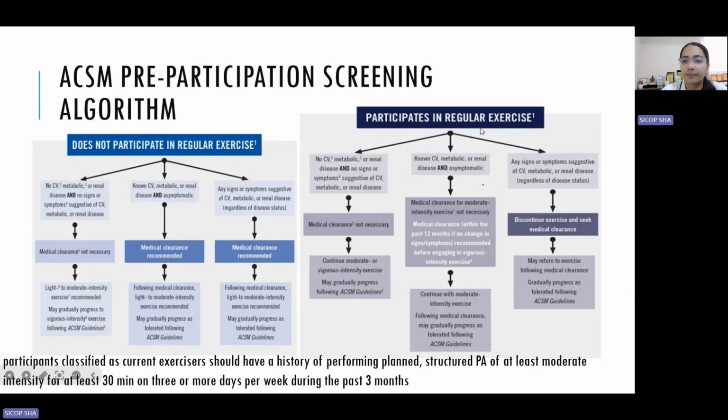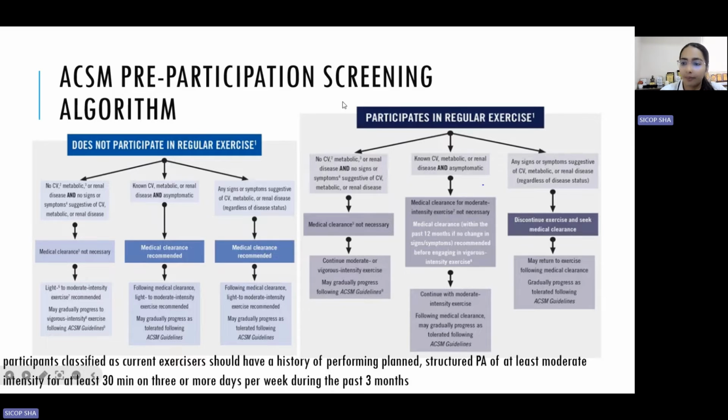Next come our participants in regular exercise. These are the people who are engaging in regular exercise on at least three days, like the definition that we saw. The first category is no cardiovascular, metabolic disease or any signs of the above diseases. Then medical clearance is not necessary.